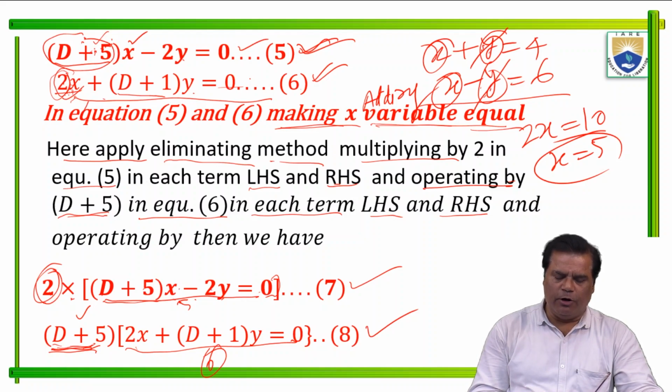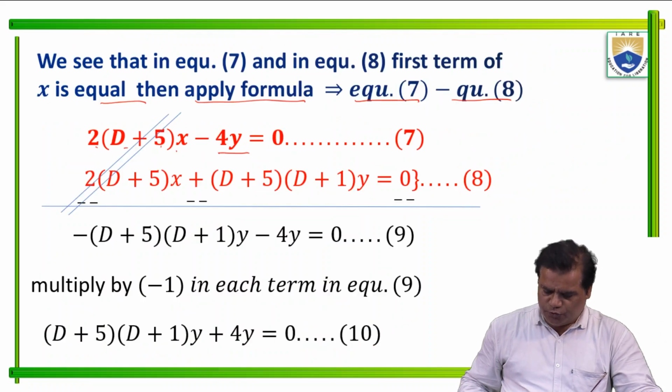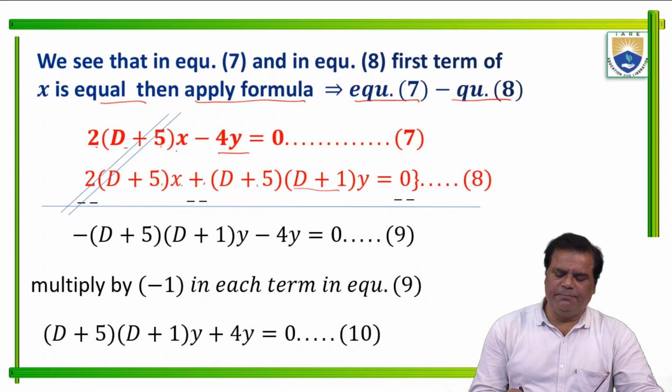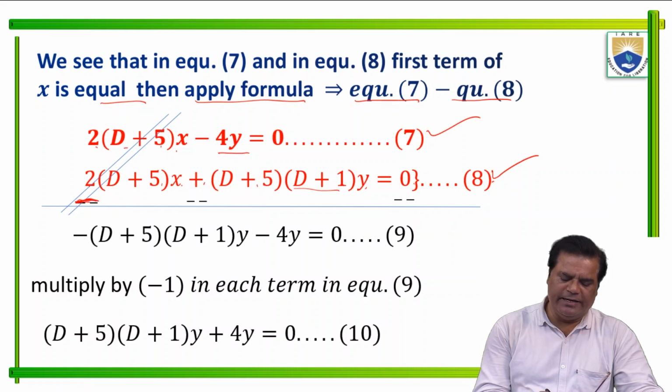Here (D+5) is operating, so we get the equation (2D+5)x plus (D+5)(D+1)y equal to 0. This is equation 8. Now this is equation 7 and this is equation 8. Subtracting 7 from 8, the sign is changing here.